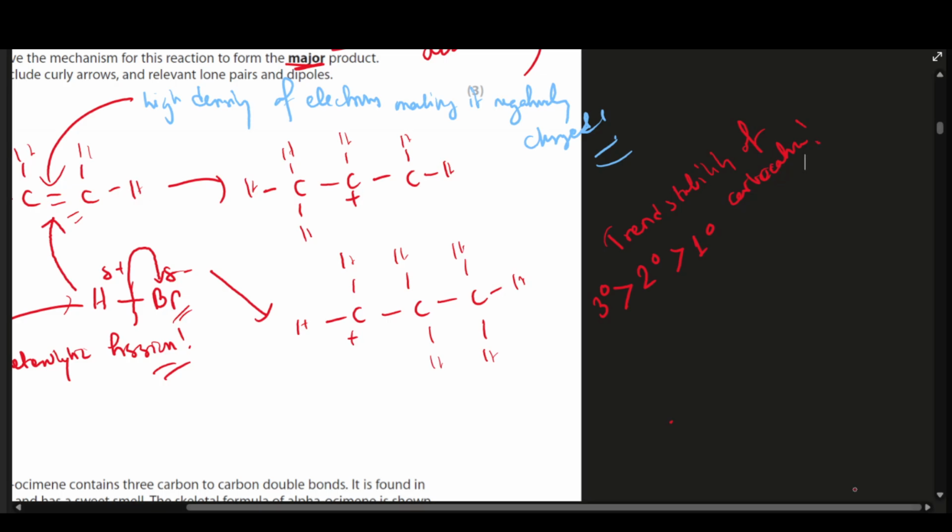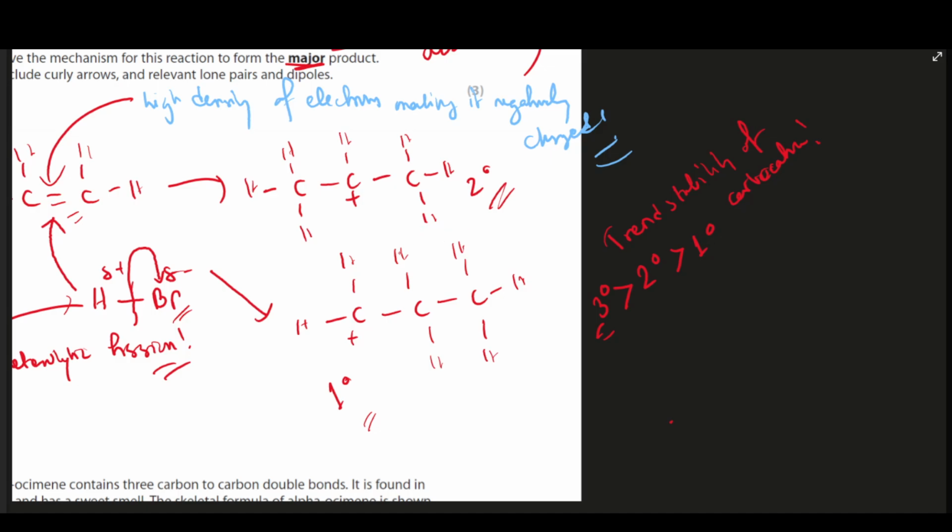So what happens in the trend of stability of carbocation? A third degree carbocation has the highest stability compared to the second degree one, compared to a first degree one. All right. So if we check out these two cases, who is the second degree carbocation here? This one, right? The first one, isn't it? And this is first degree, and this is second degree.